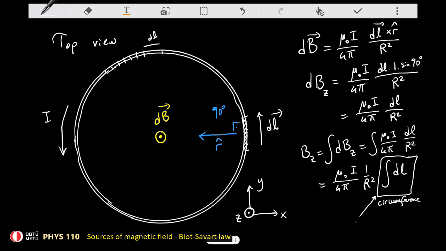That can be done, but in any case, this integral is 2 pi r. So therefore, let me write it in a separate place, at the center in here. So therefore, B is equal to mu 0 I divided by 2r. So that's the answer to that question. So the magnetic field at the center is pointing towards us, and it has a magnitude given by this.